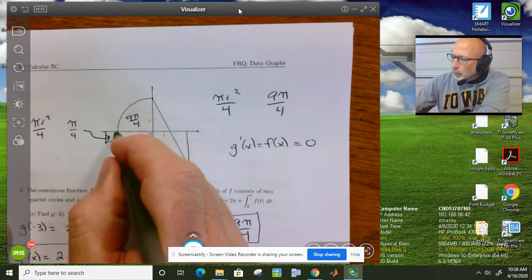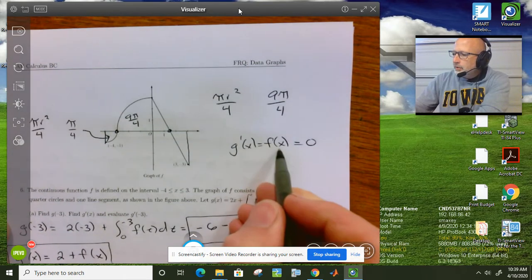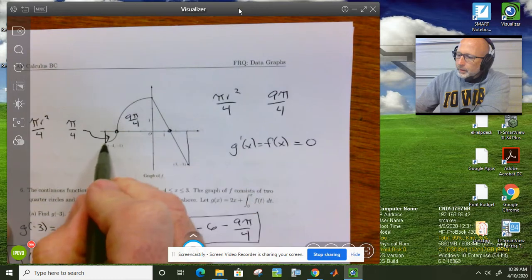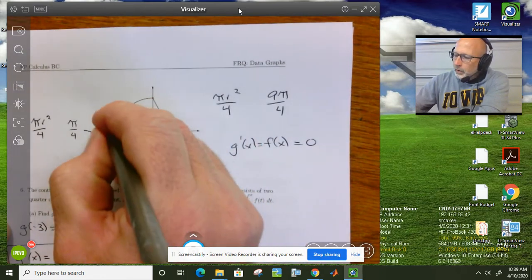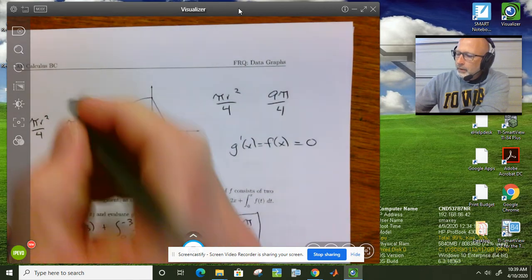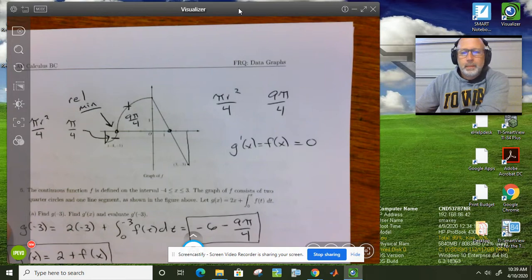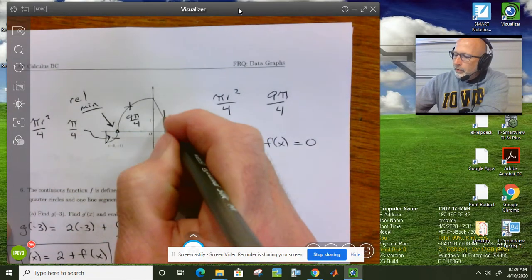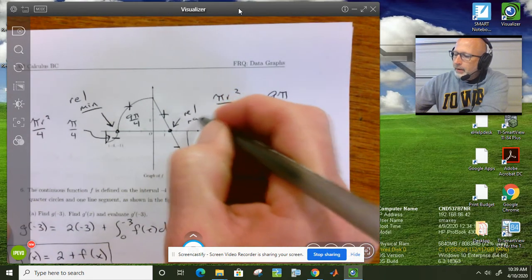Well, look, I have 2 locations where it's going to be equal to 0. Now, g prime is just the value of f of x, and from -4 to -3, it's below the curve, so the derivative is going to be negative and then goes positive. What that means here is that the graph of G goes from decreasing to increasing, which means that this is a relative minimum value. Okay, over here now, the value is going to go from a positive to a negative. So right here is going to be a relative maximum value.